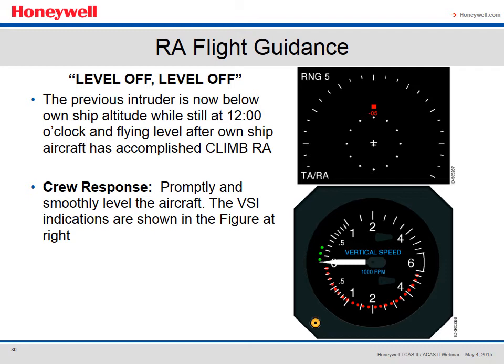Prior to change 7.1, this command was "adjust vertical speed, adjust." However, EASA and the rest of the European community felt that command left the door open for misinterpretation, so they mandated the change to "level off, level off."